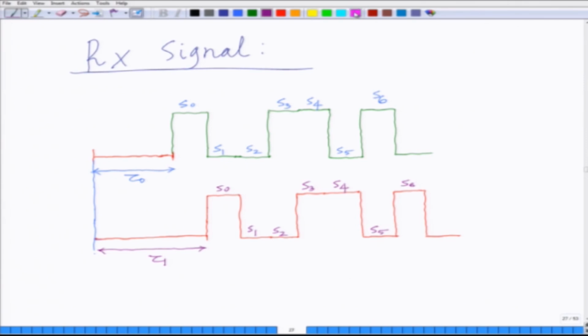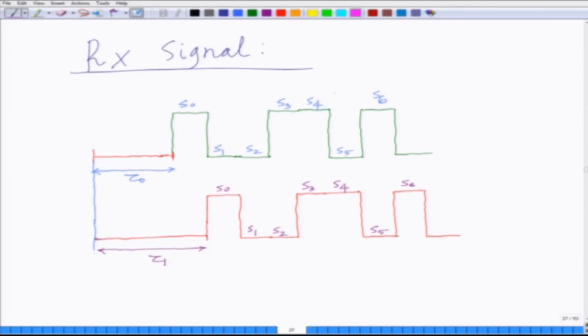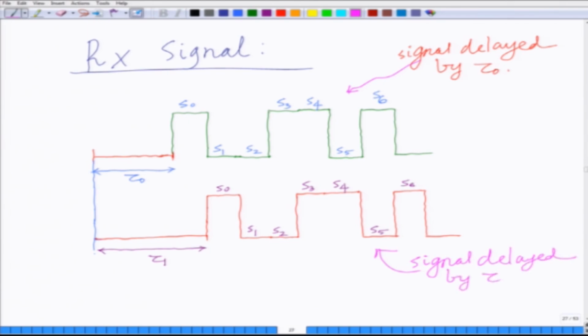And now, if I have to mark this, I have two copies of the same signal. One is delayed by tau naught, that is the delay of the first path. The other is delayed by tau 1, the delay of the second path. So, I have drawn these two signals here. This is the signal copy delayed by tau naught, and this here is the signal delayed by tau 1. And now these two signal copies will add at the receiver.